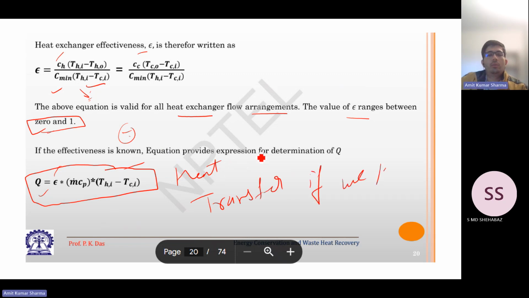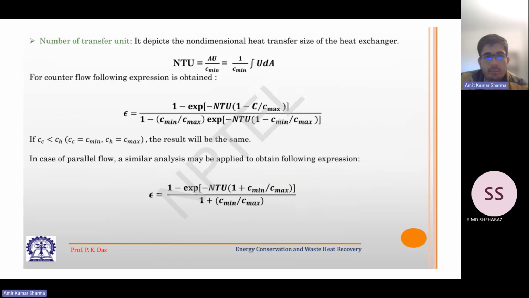If we know the value of epsilon, we can find the number of transfer units. NTU depicts the non-dimensional heat transfer size of the heat exchanger. NTU is AU upon C minimum. So after solving, this is the expression.